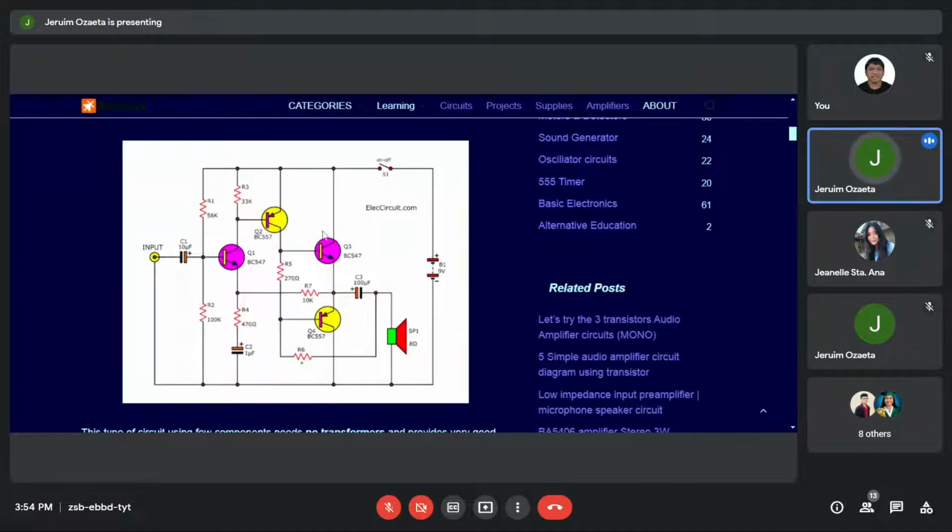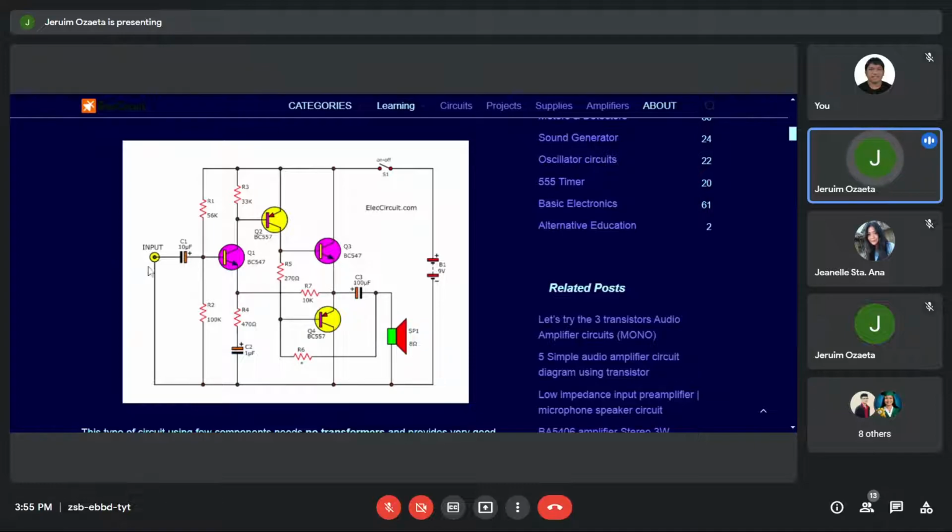Mag-research ko na lang kung ano ang ibig sabihin ng Darlington pair. A Darlington pair is a high current capacity amplifier. Two transistors connected in tandem kasi magkasabay sila. A Darlington pair is basically two similar transistors, dalawang PNP or two of the same type of transistor, so that when one conducts, the other will conduct. Yan.